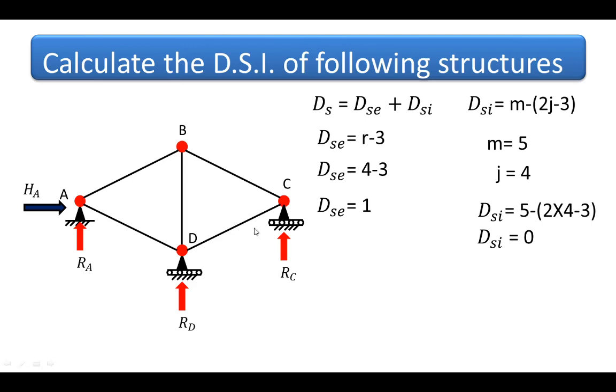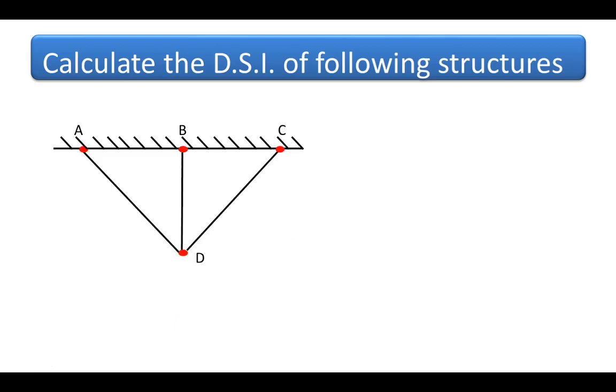It means this structure is statically determinate internally. And here DSE is equal to 1, which means this structure is statically indeterminate externally. So total DS is equal to 1 plus 0, that is equal to 1.